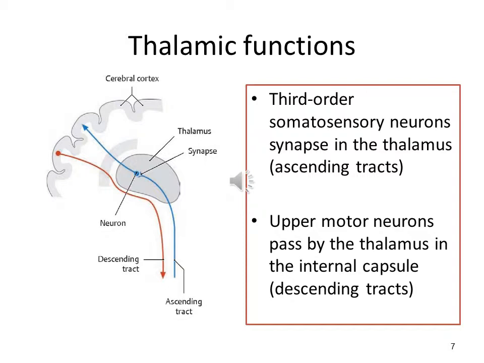Upper motor neurons pass by the thalamus but do not synapse in it, and those form a structure called the internal capsule, and are the descending tracts that we learned about in the spinal cord. I want to make the point again that the upper motor neurons go near the thalamus, but they do not synapse in it.